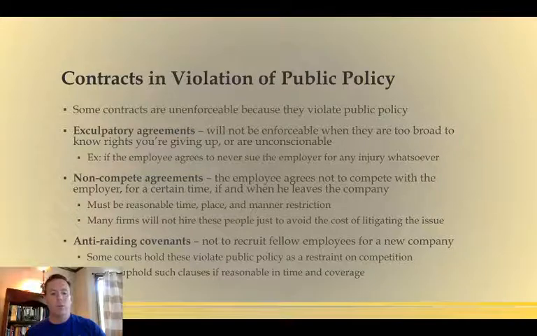But exculpatory agreements or exculpatory clauses are those clauses that attempt to get somebody to agree ahead of time that the other party is not liable for certain things, to exculpate them from certain liability. And as we talked about in torts, generally those can be upheld as long as they're clear as to what rights you're waiving and they're not otherwise deemed unconscionable.